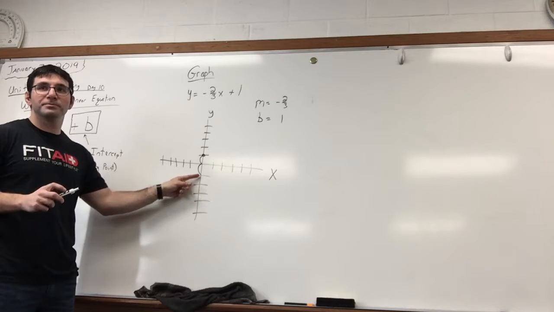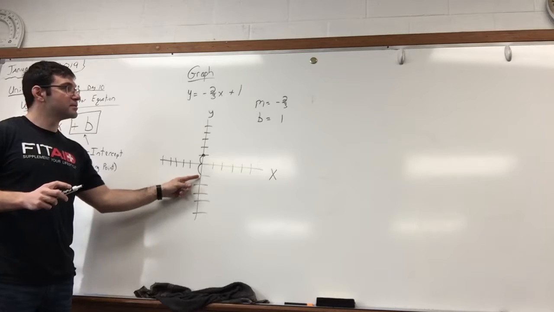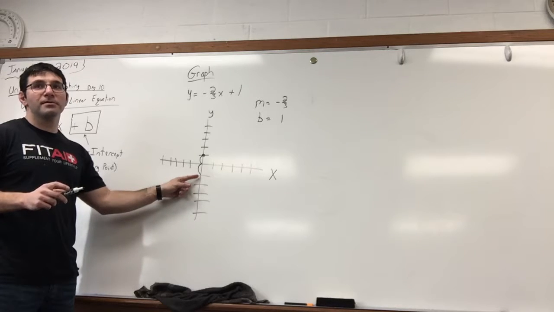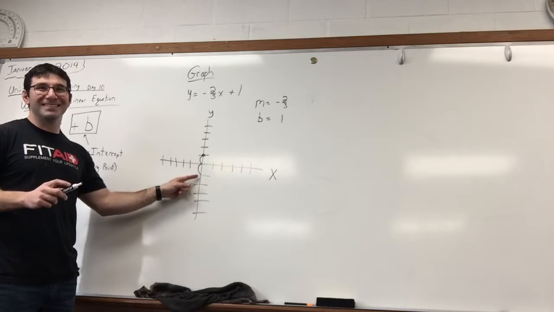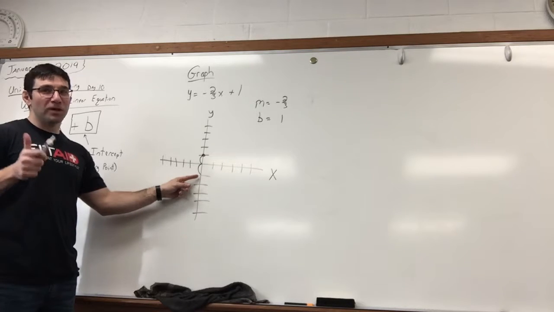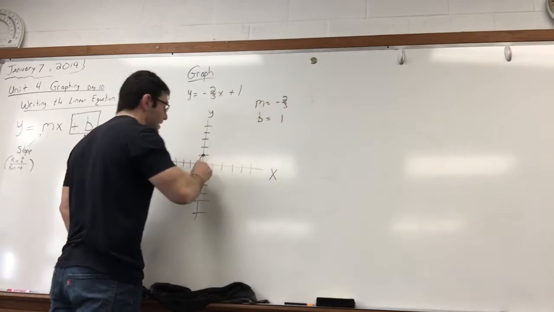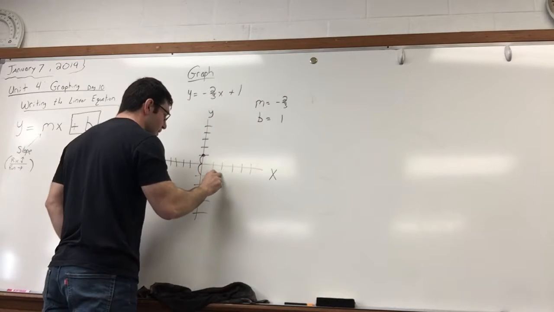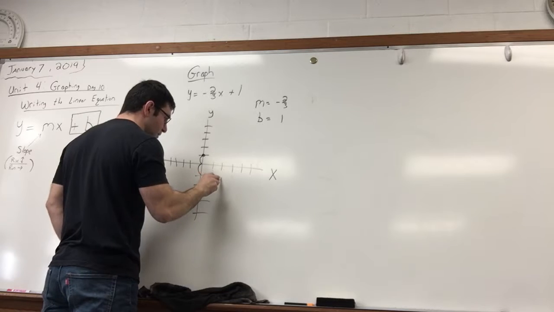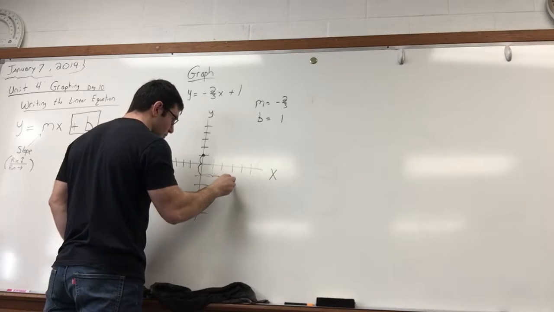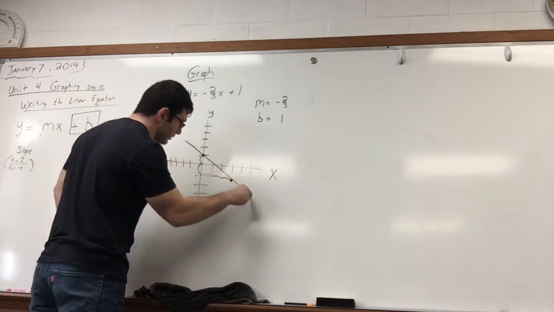Which way do I go? Right. How many? 1 or 2? Not 3. Okay, so which one? 1, 2, or 3? 3. Because my slope is negative 2, which is down 2, run of 3. So I go down 1, 2, 3. And now I graph.